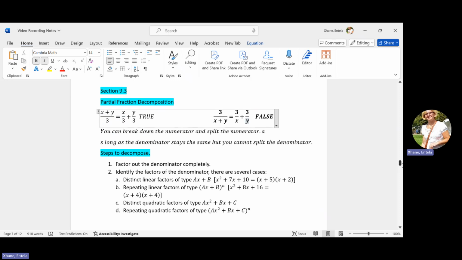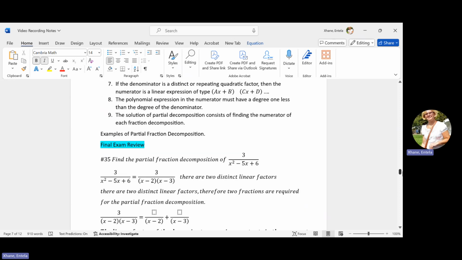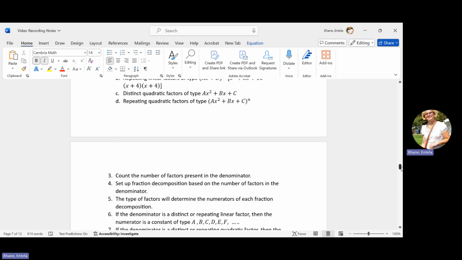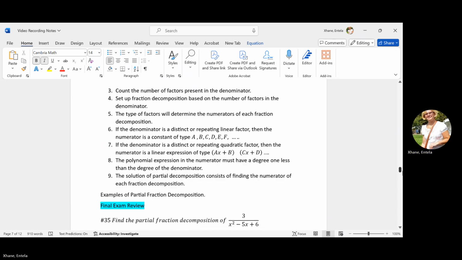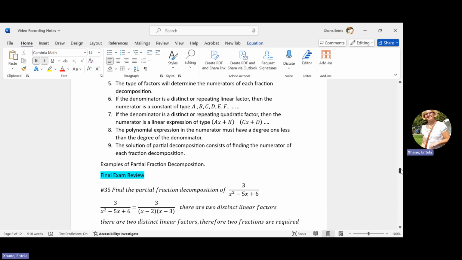Now, in order to split, you have to use the partial fraction decomposition. So what is step 1? Your step 1 in the process is going to be factor out the denominator completely. And that's what I'm going to do. So I'm going to take the denominator x squared minus 5x plus 6, and I'm going to factor out completely. So using the AC method, I get x minus 2, x minus 3.